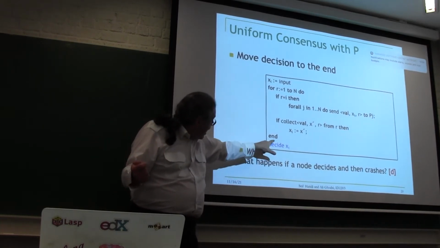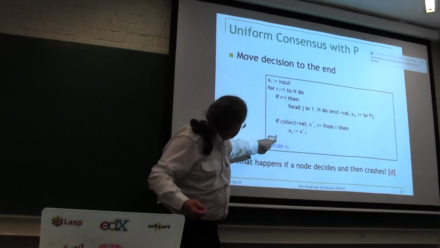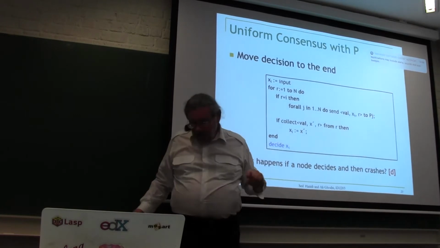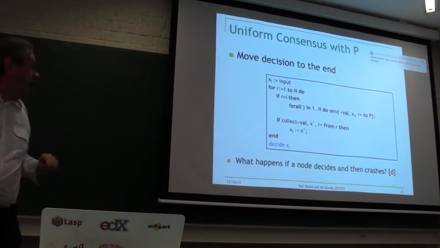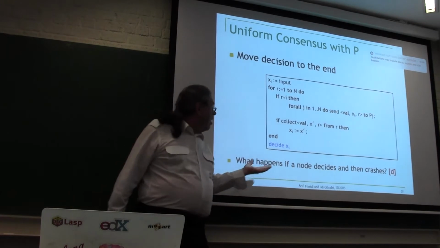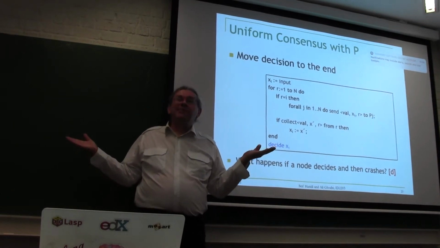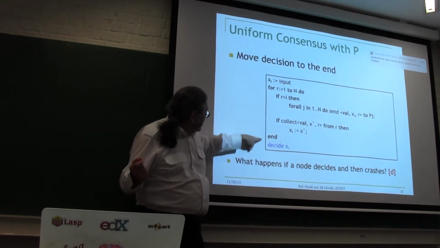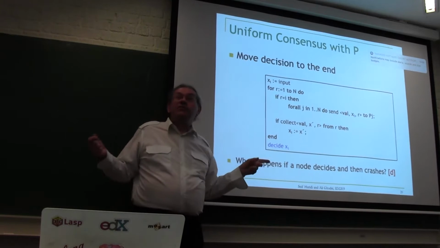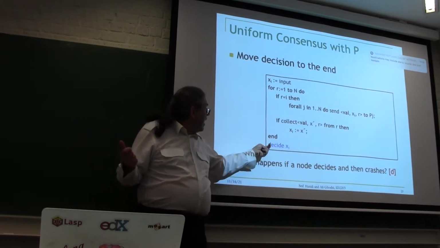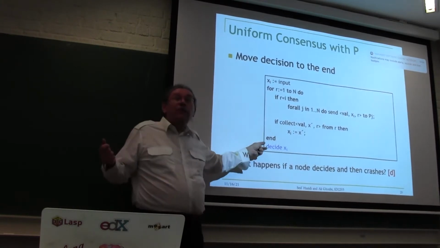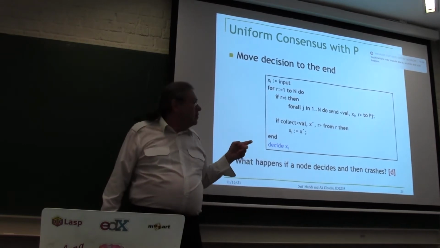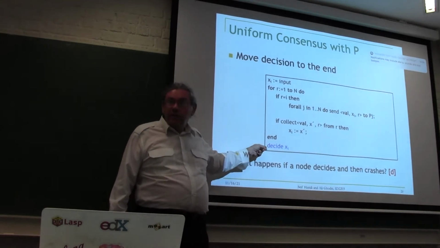So what happens if a node decides here and then crashes? What happens with the decisions of the other nodes? Are they the same or are they different? What do you think in this case? What if node 3 decides and then crashes? It's deciding at the end of n rounds. After deciding, the node wouldn't do anything, so it takes the decision and the other nodes will do the same.